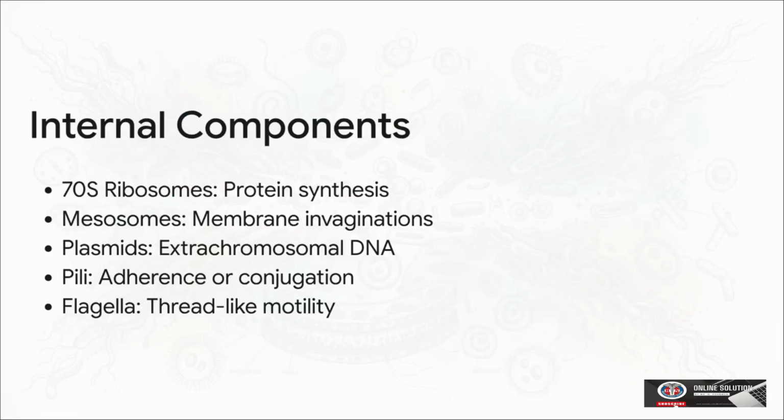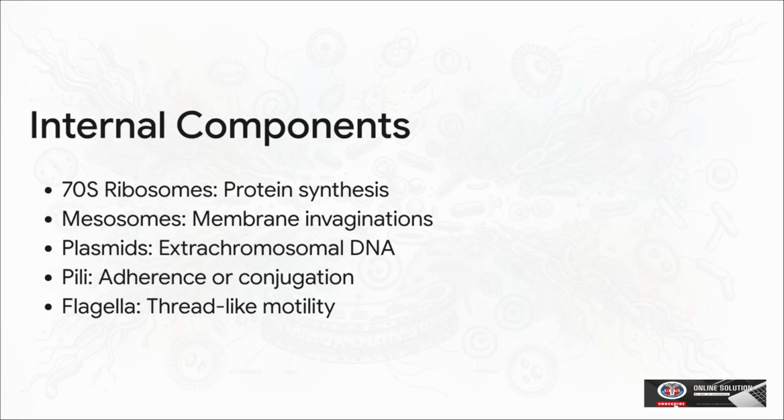Let's look a bit deeper inside at the internal machinery and surface tools. Those 70S ribosomes, they synthesize proteins. And because human cells have larger 80S ribosomes, we can use drugs like tetracyclines to safely jam up the bacterial machinery without harming the patient at all.